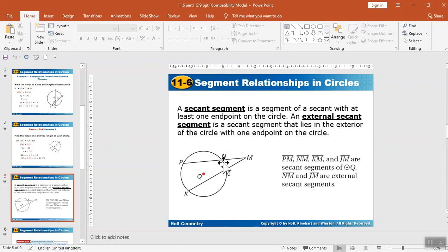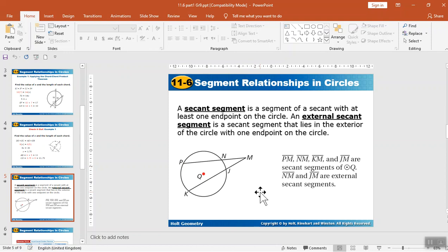Now, NM and JM are external, outside. They lie outside the circle. NM and JM are both an exterior or external secant segment. It is also a part of the secant, but it is the external, exterior one. It lies outside the circle, on the exterior part of the circle.